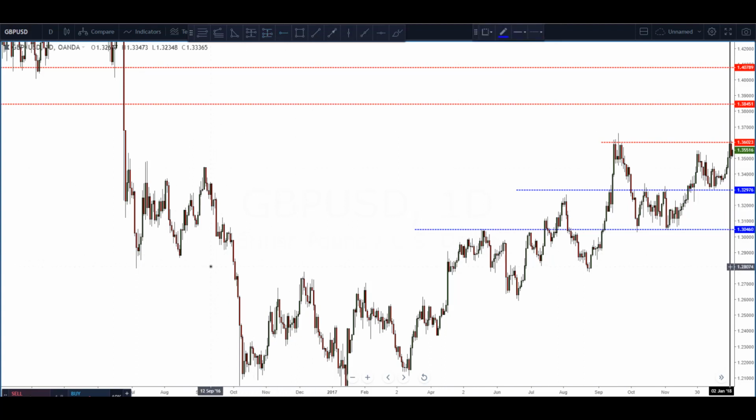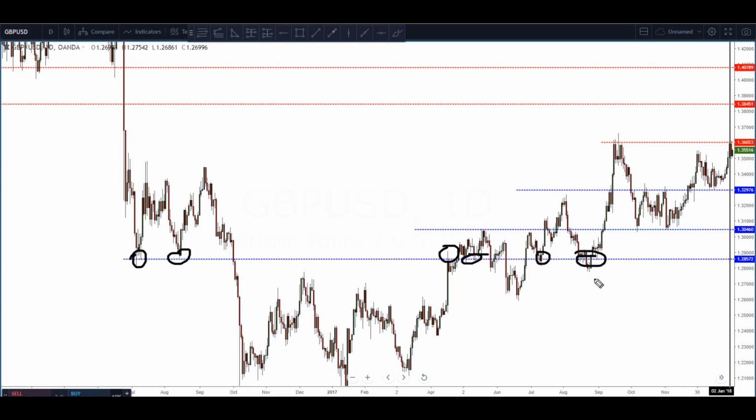And let's see what we have. I would be looking right here, guys. This level is another level that's acted as support multiple times in the past. Pretty easy to see that. We have support, support, a little bit of support in through here, little resistance, support, and support.